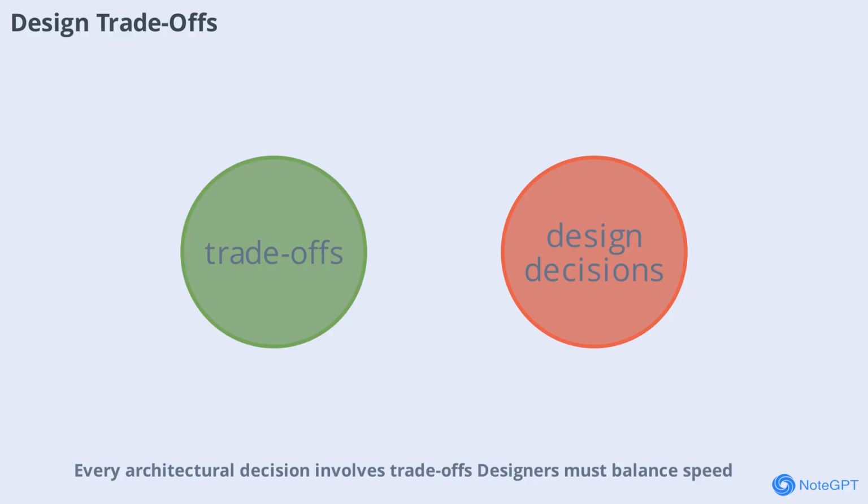Every architectural decision involves trade-offs. Designers must balance speed, cost, power consumption, and complexity to create systems that meet specific needs. Understanding these trade-offs is crucial for building effective computers.